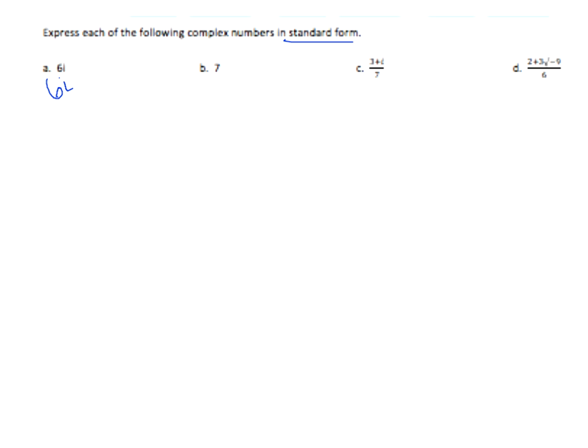If I wanted to expand that into standard form, I have real plus imaginary, or I could write it real minus imaginary, depending on if that imaginary term is positive or negative. So if I wanted to expand 6i into its standard form, it would be 0 plus 6i, real plus imaginary. If I wanted to expand 7 into its complex standard form, it would be 7 plus 0i, because I have no imaginary units there.